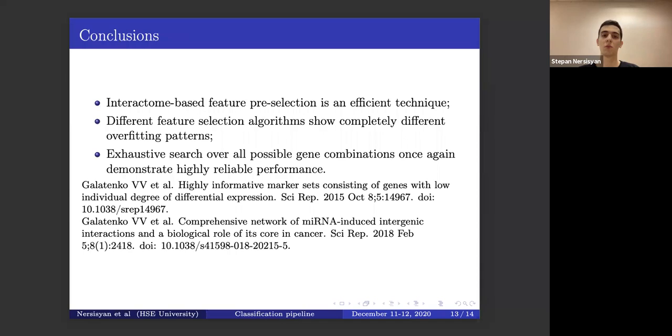So as a conclusion, we saw that interactome-based feature preselection is a very efficient technique for reducing amount of computations initially. And we see that different feature selection algorithms show completely different performance in terms of overfitting. And once again, we demonstrate that exhaustive search over all possible gene combinations is a very efficient technique for prognostic combination construction. Here are references to our previous works on that topic.